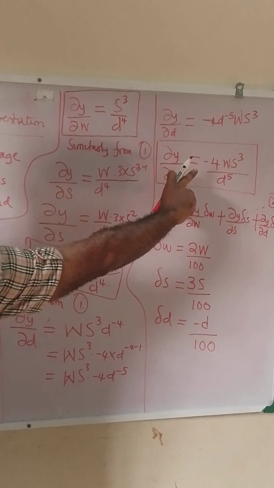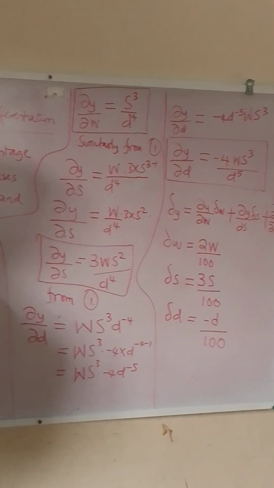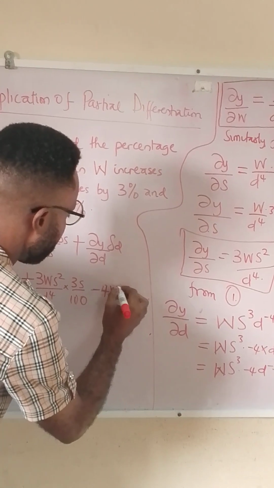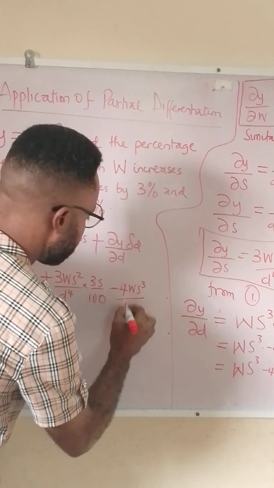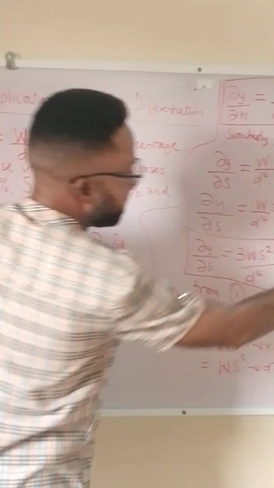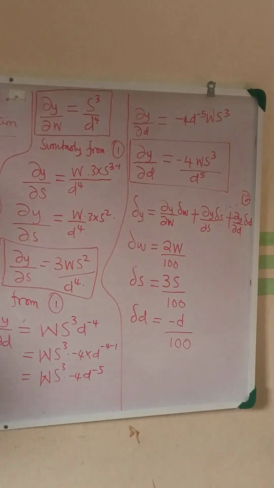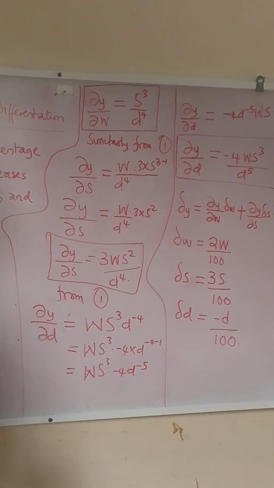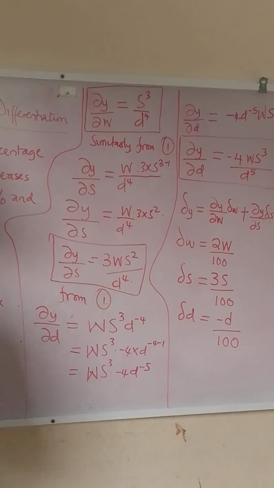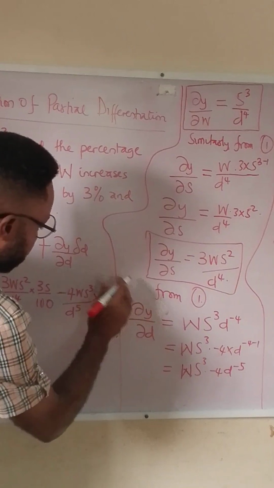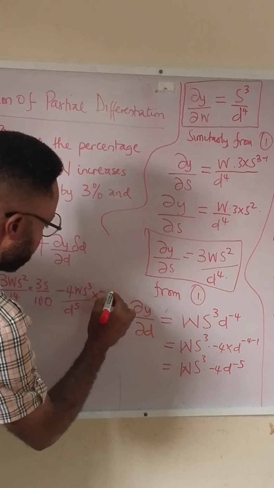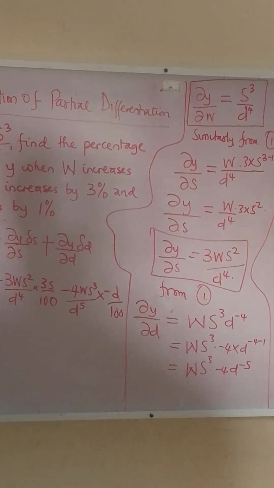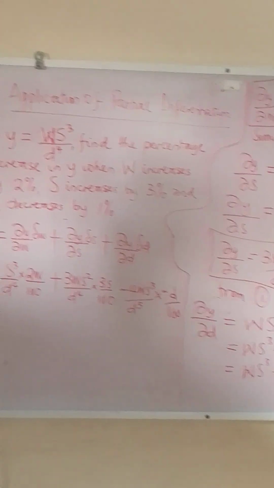So because it is negative, we remove this plus here, right? Minus 4WS cube all over D raised to power 5 times our change in D. Our change in D here is minus D over 100. So we are going to solve it now.